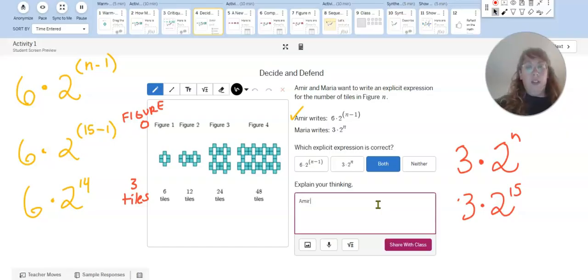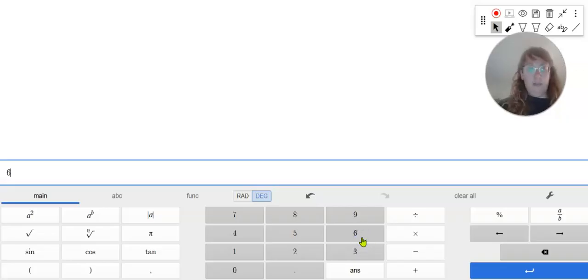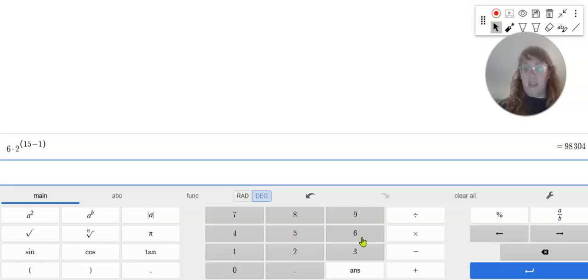Amar's is focused on starting with figure 1. Maria's is focused on starting with figure 0. And what I'll show you in the calculator is if we have 6 times 2 to the 15 minus 1, we can compare that to 3 times 2 to the 15th. And notice they're going to be the same value.